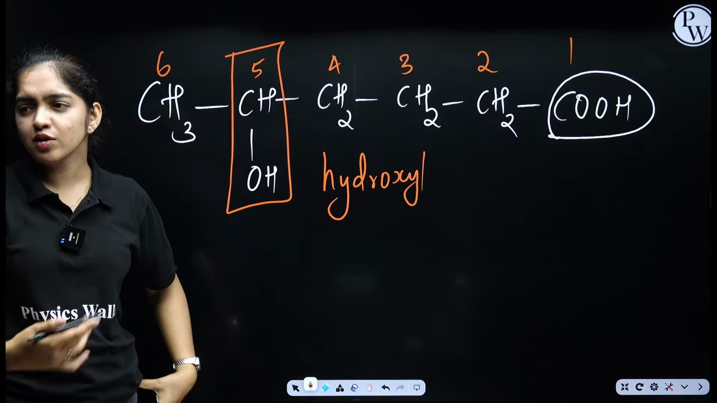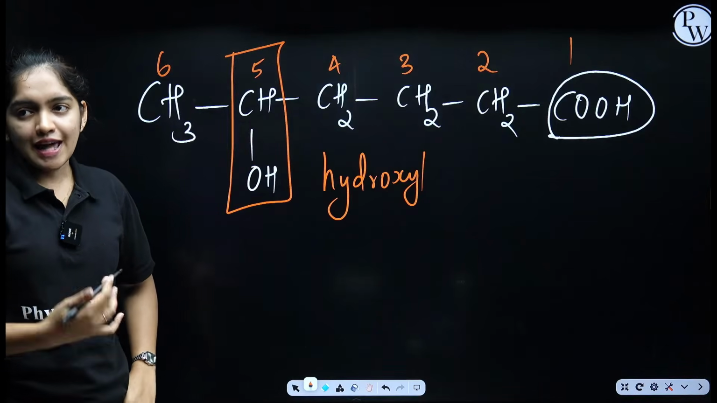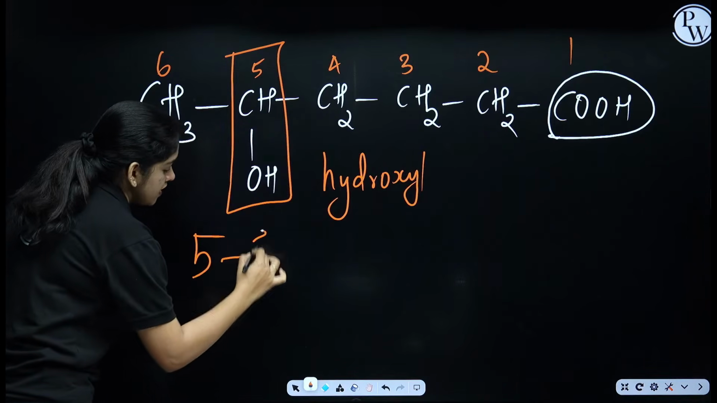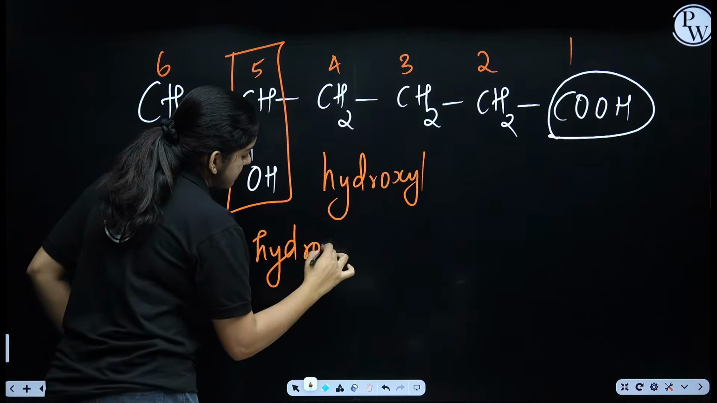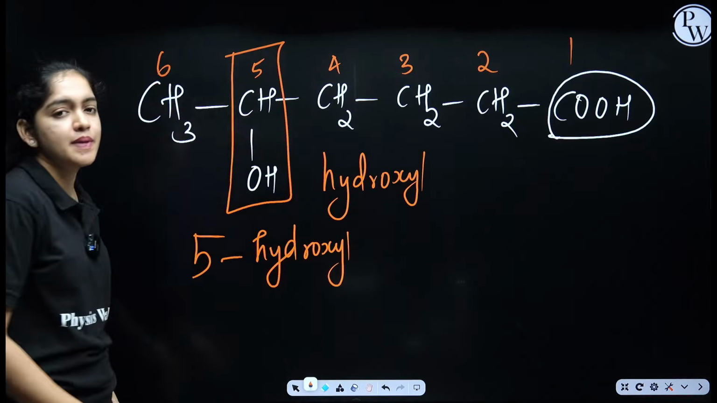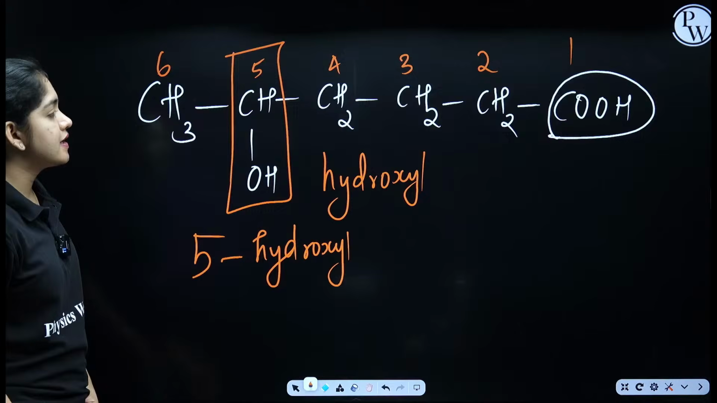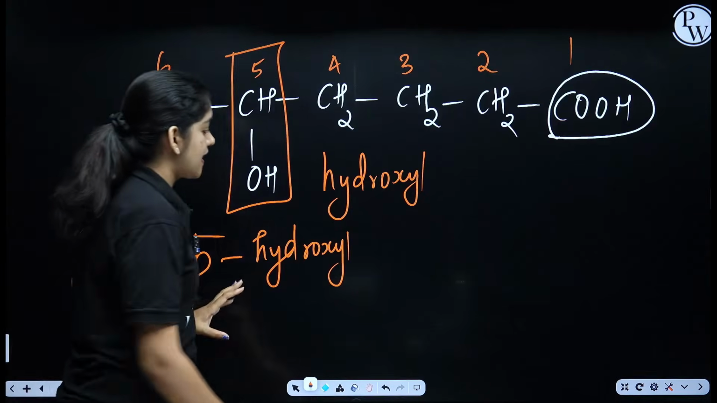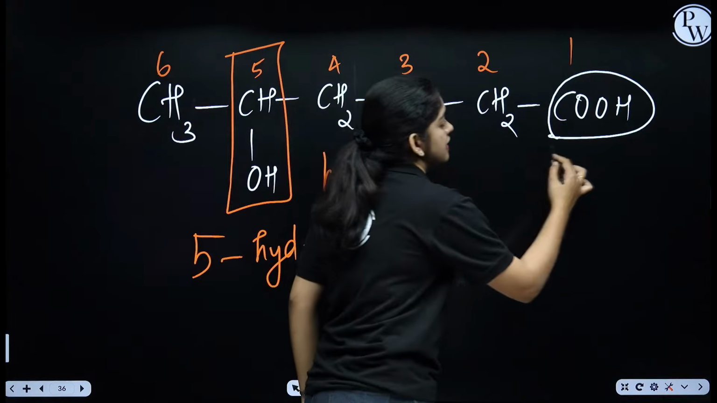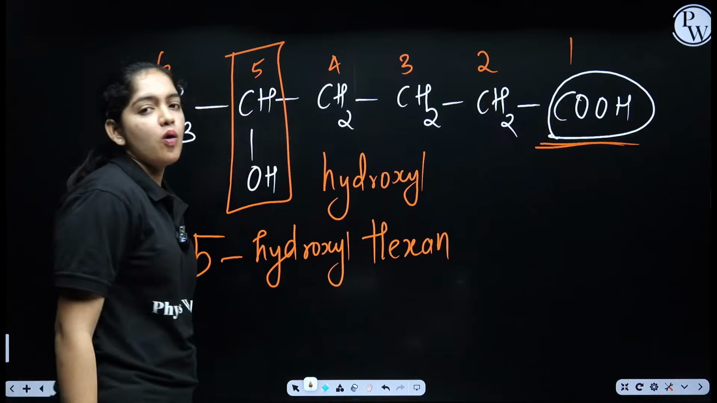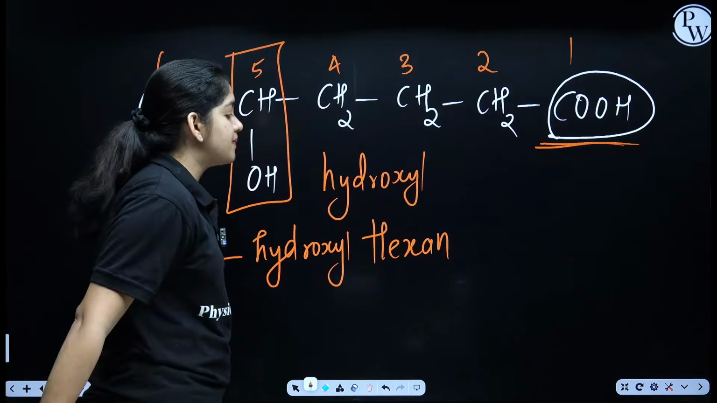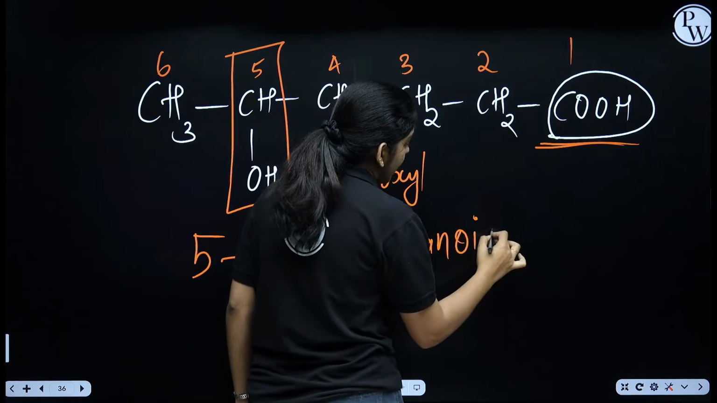So we can write the name. So what will be the name? Anyone got the name of this organic compound? The name will be what? Fifth position, OH is present. So 5, give a hyphen, hydroxy, 5-hydroxy. Then main chain. Total how many carbons are there in the main chain? Total 6 carbons are there. 6 means what? We can write hex, hexane, and which is the main functional group here? COOH, that is carboxylic acid. If a carboxylic acid is present, the name will be like hexanoic acid.